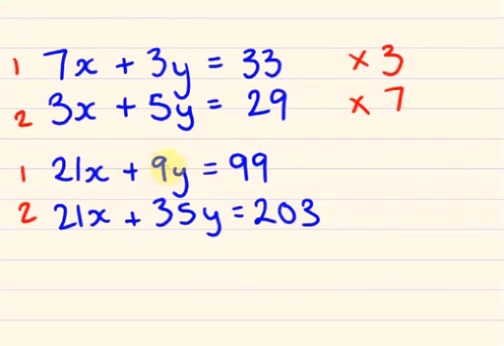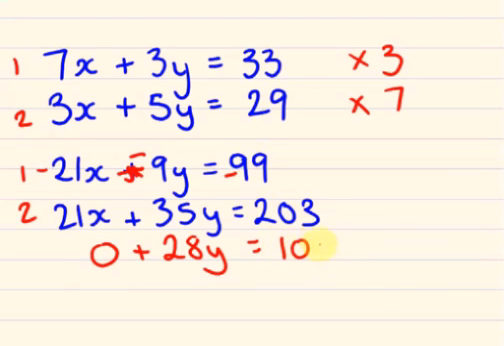So I'm going to change the signs here. I'm going to change it on this one, again, it's a smaller one. So this will become minus, this will become minus, and this will become minus. So 21 take away 21 is nothing. 35y take away 9y is 28y, equals 203 take away 99 is 104. So 104 divided by 28 will give us our answer. Hopefully the answer you get when you do that is y being equal to 4.